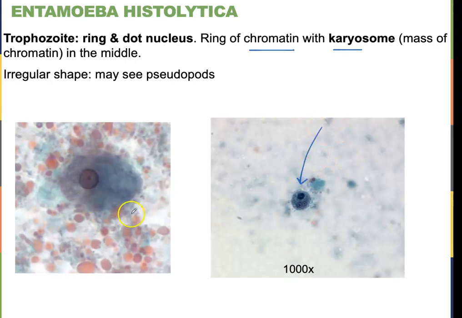This is a very nice big picture. This is a little guy, and you can kind of see here a ring dot, and there's another ring dot. Not uncommon to have more than one nuclei.